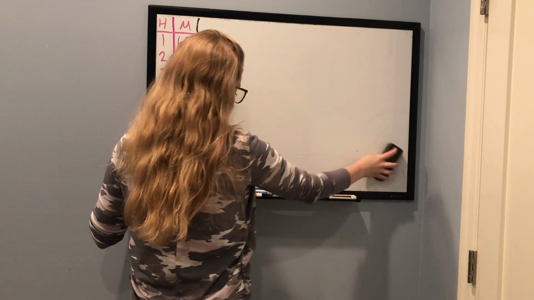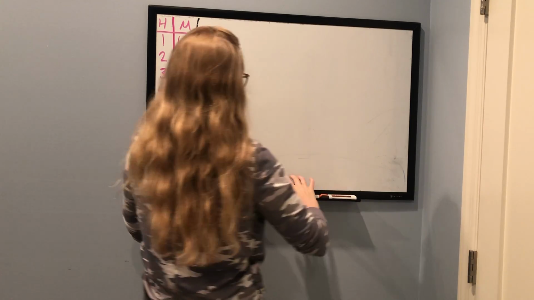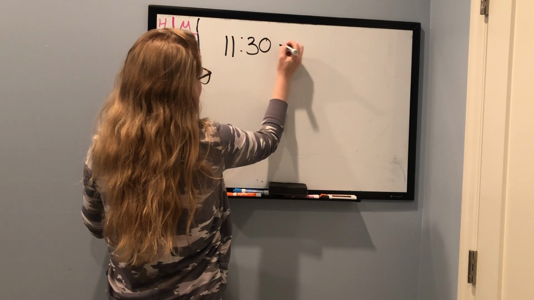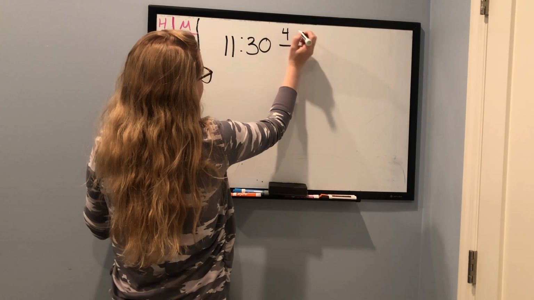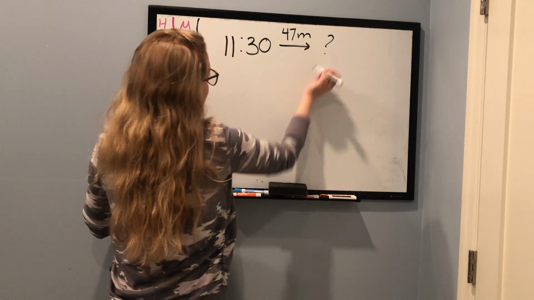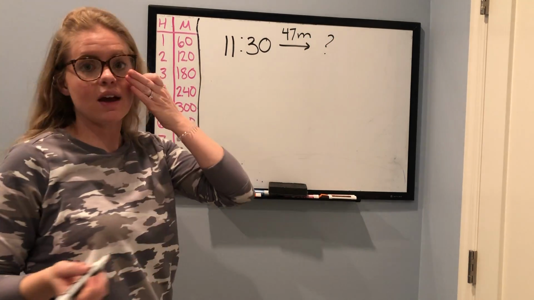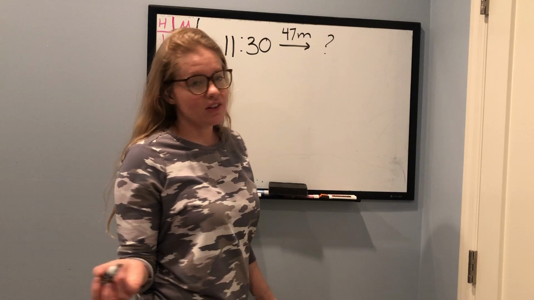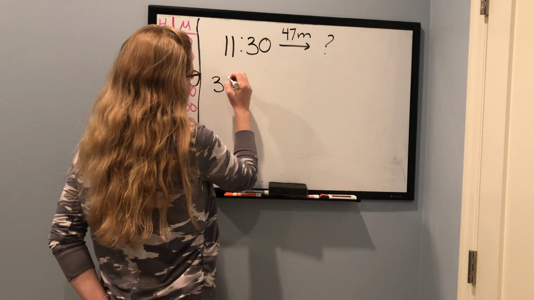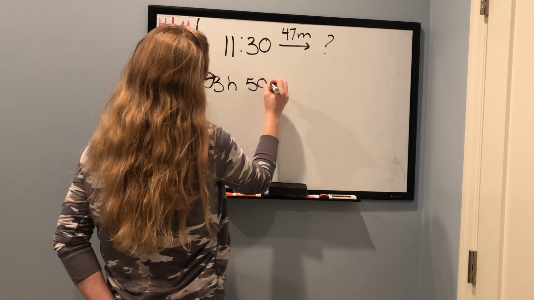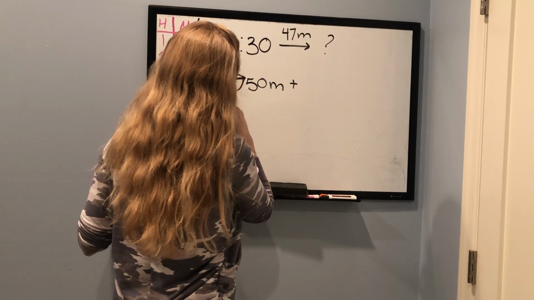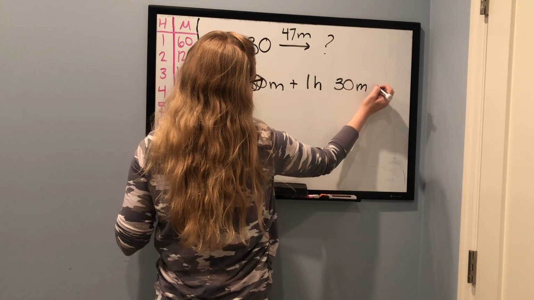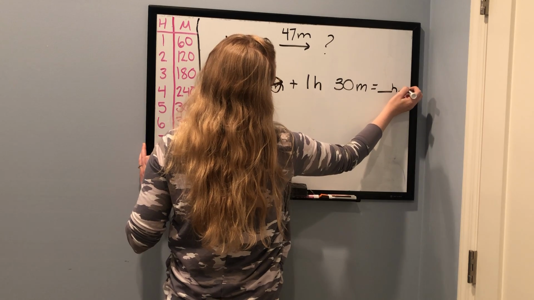You're going to see a few questions like this in the lesson. It's going to say something like 11:30, then there'll be an arrow, we'll do 47 minutes, and then question mark. Okay, how would you solve that? Other questions that we will have in our lesson today look like this. 3 hours, 50 minutes plus 1 hour, 30 minutes equals blank hours, blank minutes.